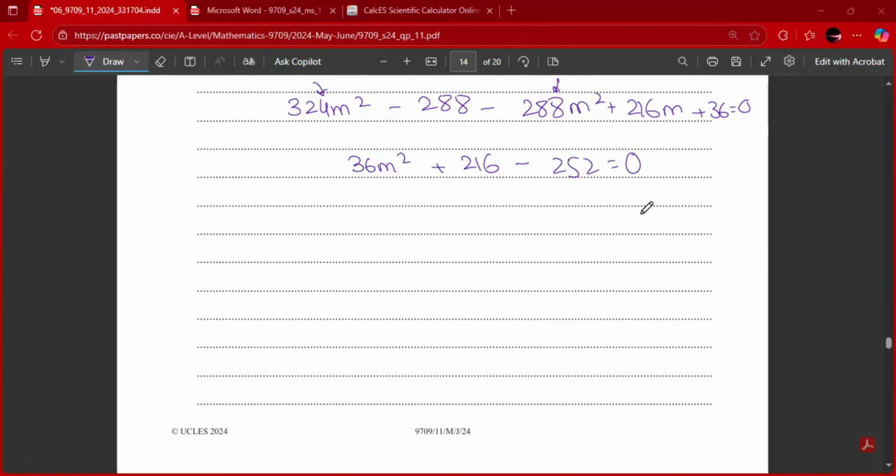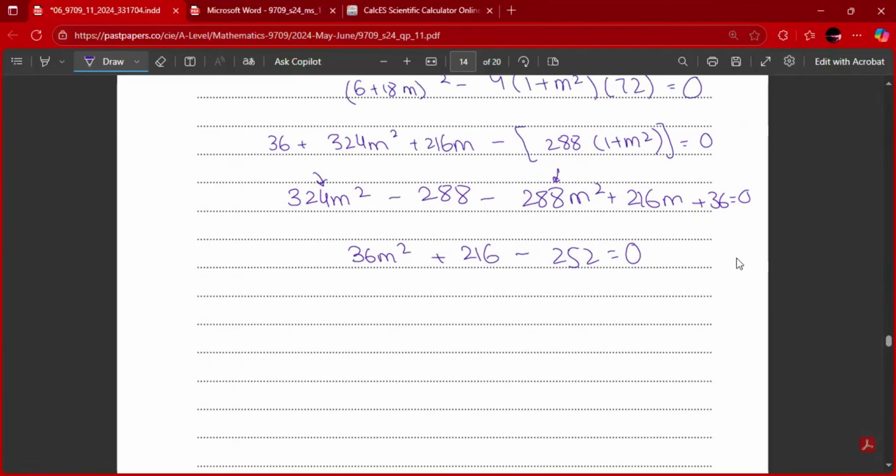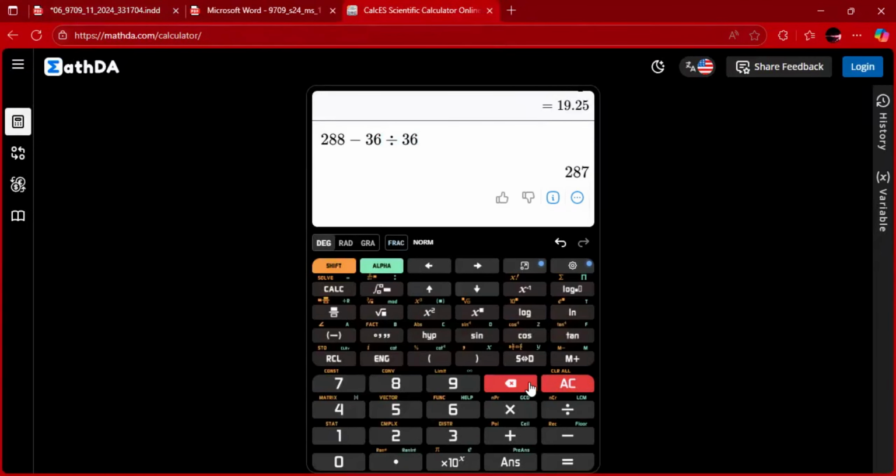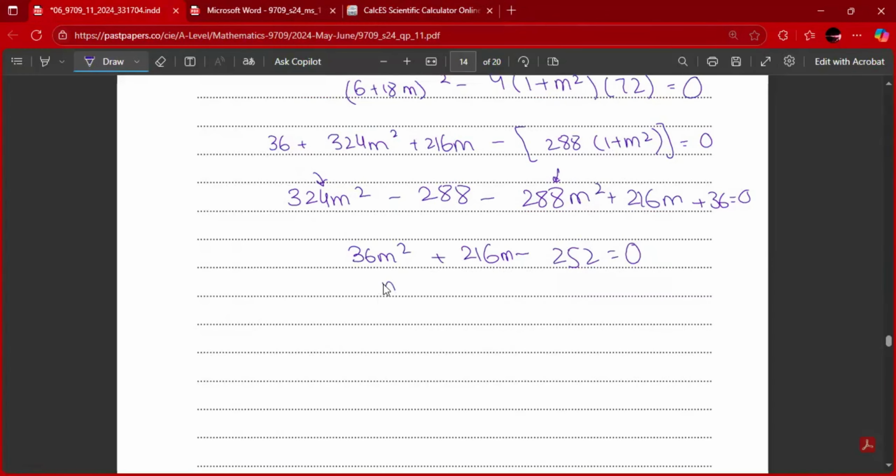I am back, and where were we? Oh yeah, we were doing this. Now let's see if there's something common we can take with 36. So let's divide 252 by 36. Does it divide? Oh, it is divisible. And 216 is definitely divisible by 36 too, it is by 6. Okay, great. m squared plus 6m minus 7 is equal to 0.